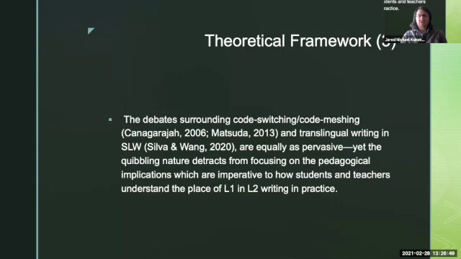Also looking at the debates surrounding code switching and code meshing in translingual writing and second language writing. It became a very heated debate. So, but personally, this kind of academic quibbling, which is necessary, I think detracts from focusing on the pedagogical implications, which are so important to our students and, of course, teachers of L2 writing.